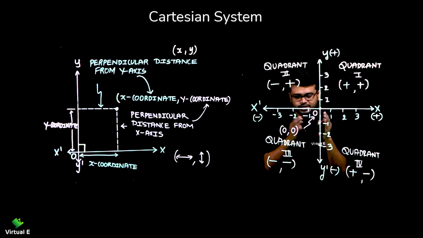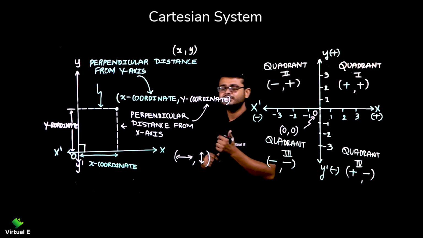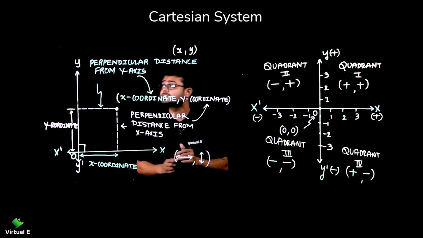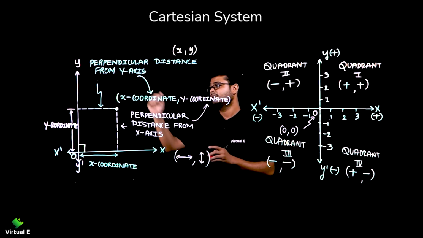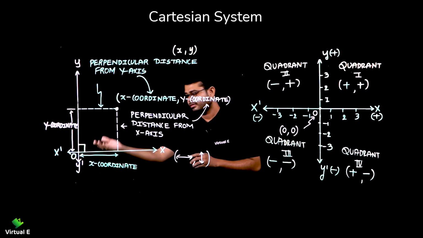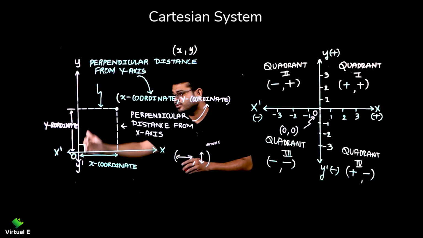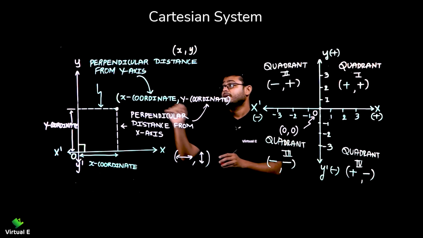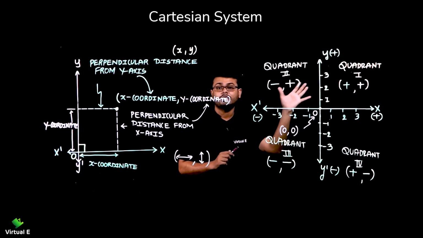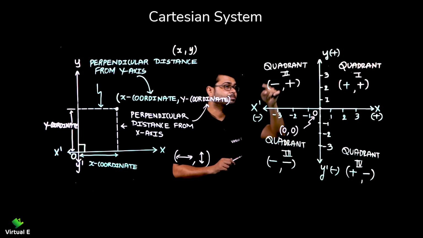Between -1 and 1 comes 0, so the x coordinate is 0, and between 1 and -1 for the y-axis it is also 0, so that is (0, 0), right? So this is all about the Cartesian system that we need to know. We learn about the x coordinate, then the y coordinate, how to locate it, perpendicular distance, right? And about the quadrants and their signs. This concept is very important.